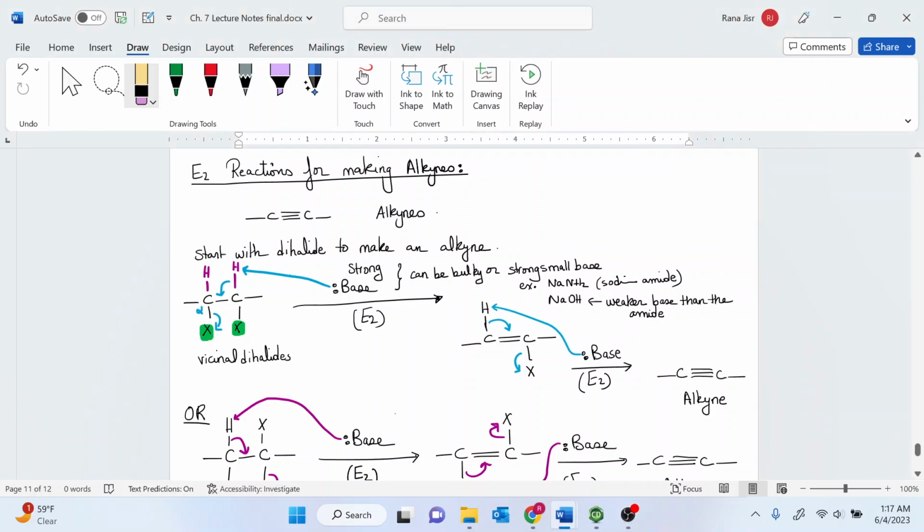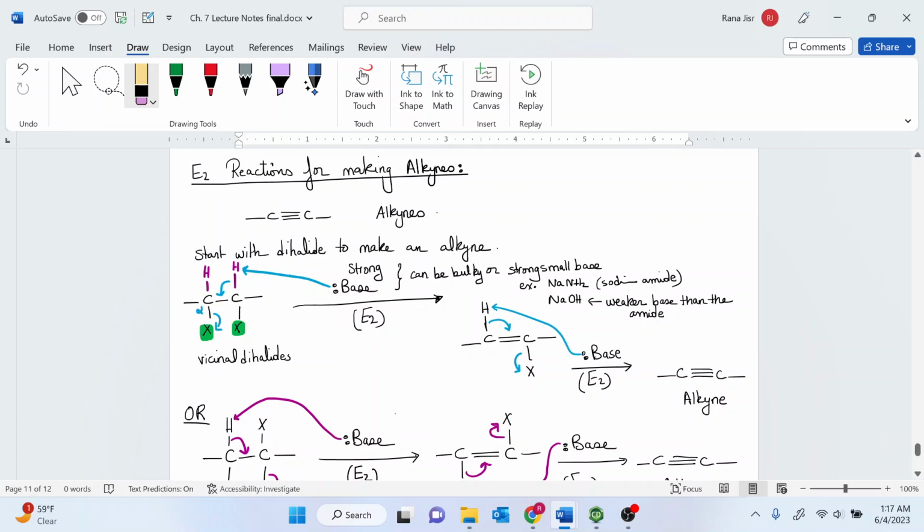Double elimination can happen whenever I have two halogens that are adjacent with respect to each other. The term vicinal, we use it whenever any two functional groups are adjacent with respect to each other. Here I have two halogens, so it's going to be a vicinal dihalide.